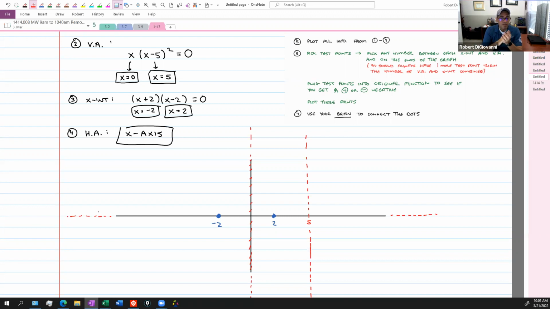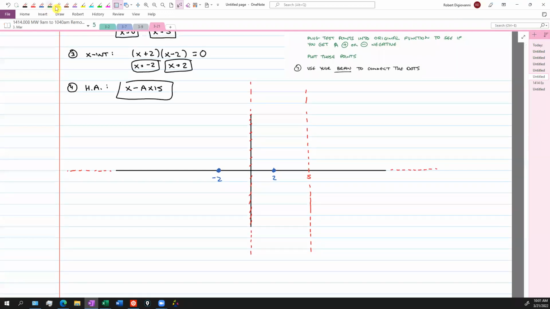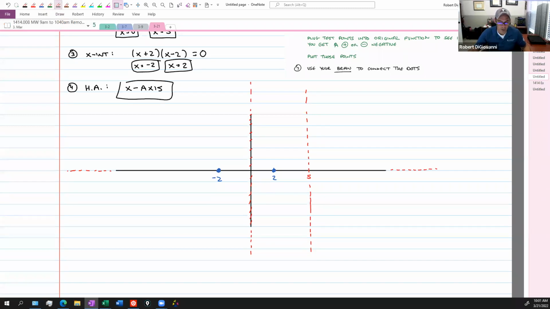How many test points? Is it 6? How many verticals do you have? Oh, 5. Wait, no. I mean, verticals, there's 2, so you're gonna need 5. We'll need 5, exactly. Now you could do 6, but 5 is the minimum you need. I also counted the horizontal asymptote. Okay, yeah, just look at your verticals and your x-intercepts only.